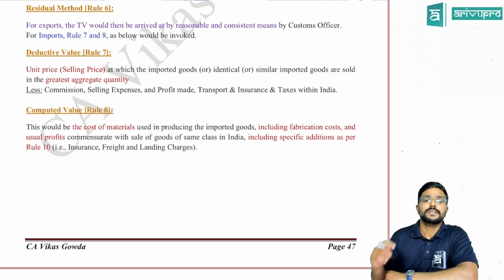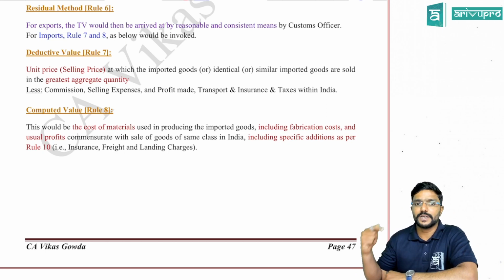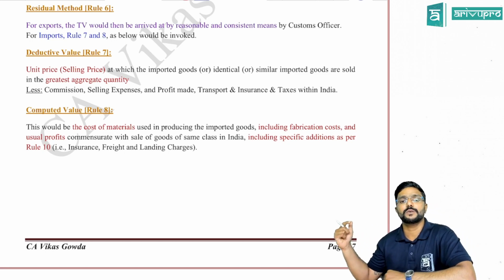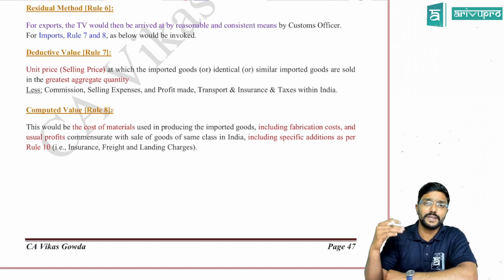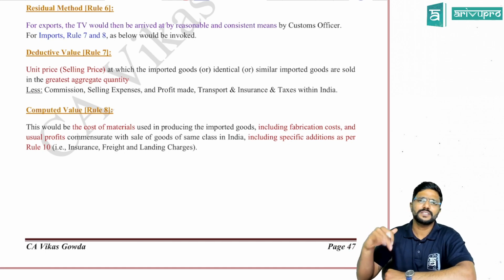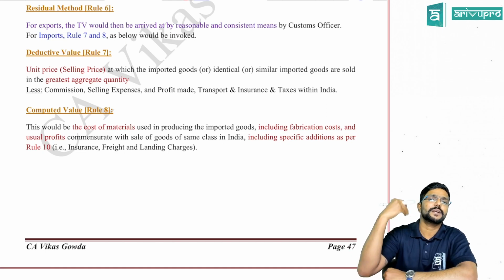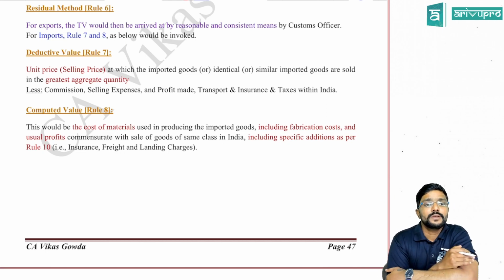Here we will take the selling price, or unit price, at which the imported goods, or if that is not available, identical or similar goods, are sold at the highest quantity. From that we will deduct all the expenses incurred in India and the profit to be made by the importer. This is just a reverse calculation, and we will get the value of the goods at the time of import.